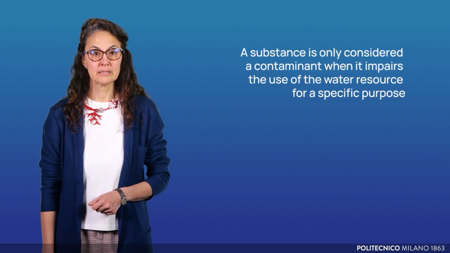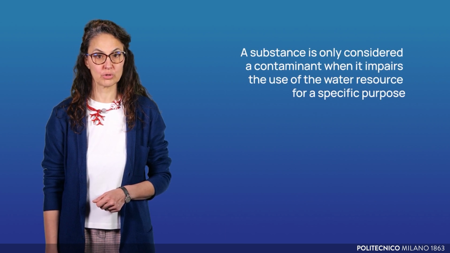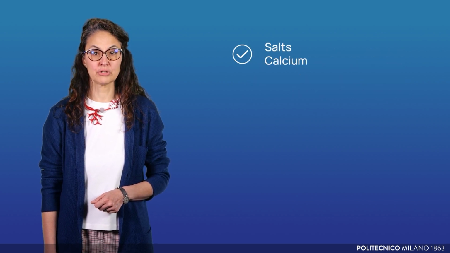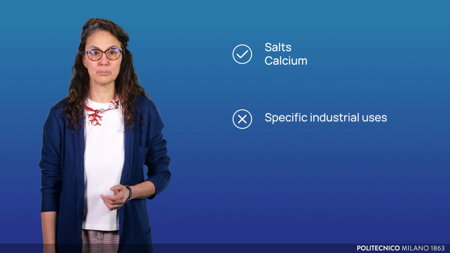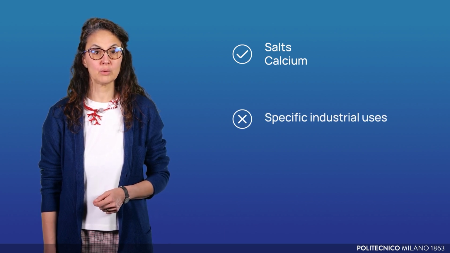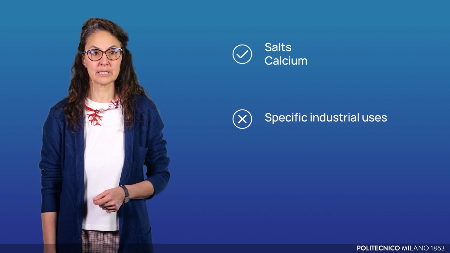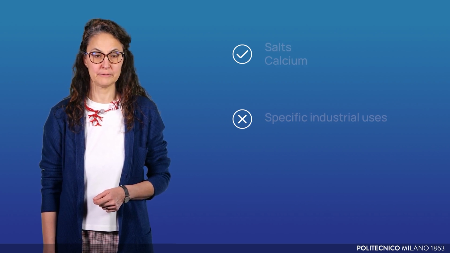We talk about substances rather than contaminants because a substance is only considered a contaminant when it compromises the use of the water resource for a specific purpose. For example, salts, including calcium, are necessary for drinking water. But they pose a problem in sectors such as microelectronics and textile finishing, where water with different characteristics is required. In the latter case, we can therefore consider them contaminants.